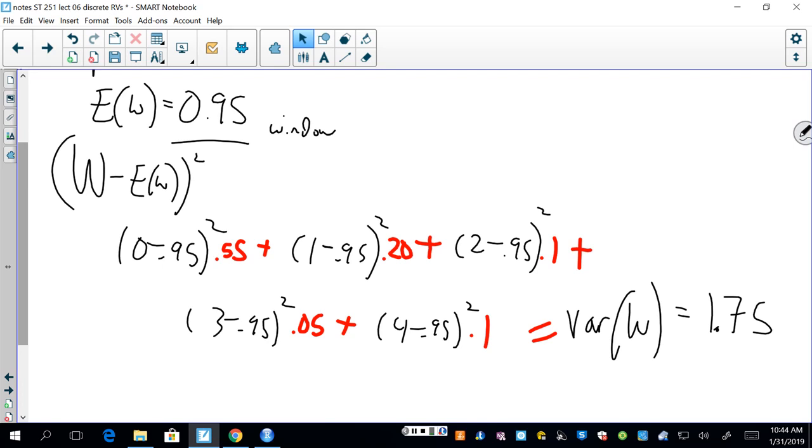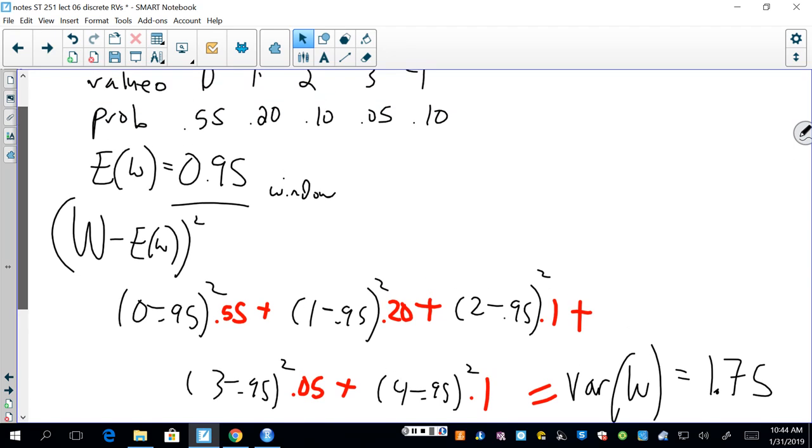So that's just as a number. It has units. What do you think the units of measurement would be on a variance like this? The values, the number of windows, the expectation is a number of windows. The difference from the average would be number of windows, but we square it, right? So windows squared, it's not something that we really can use.